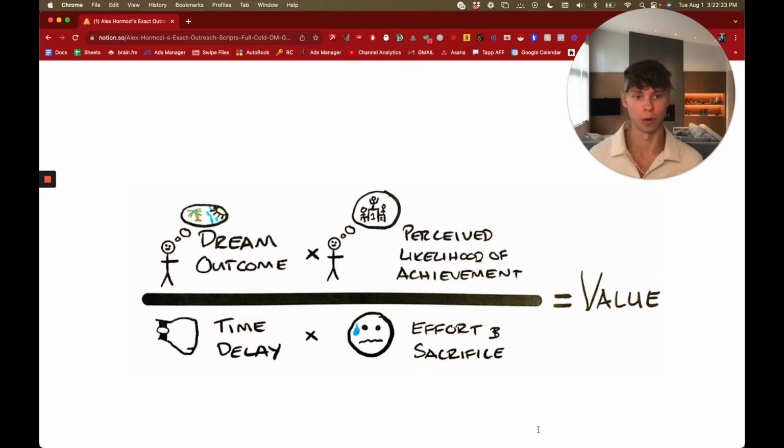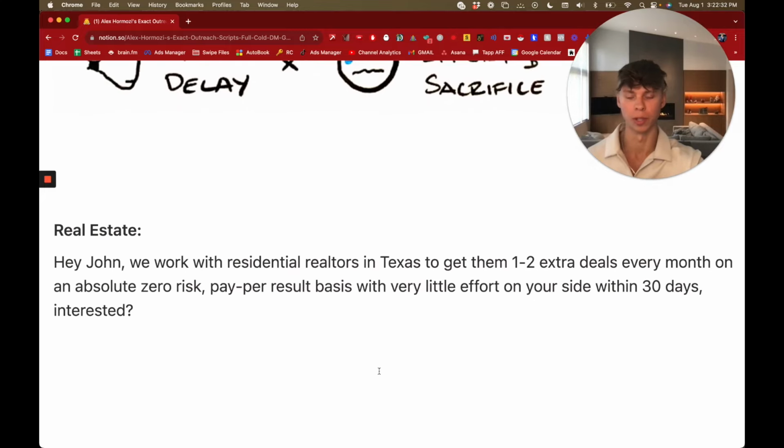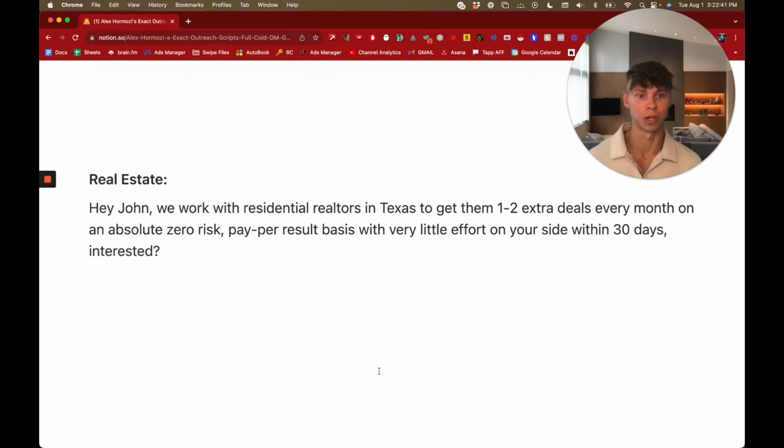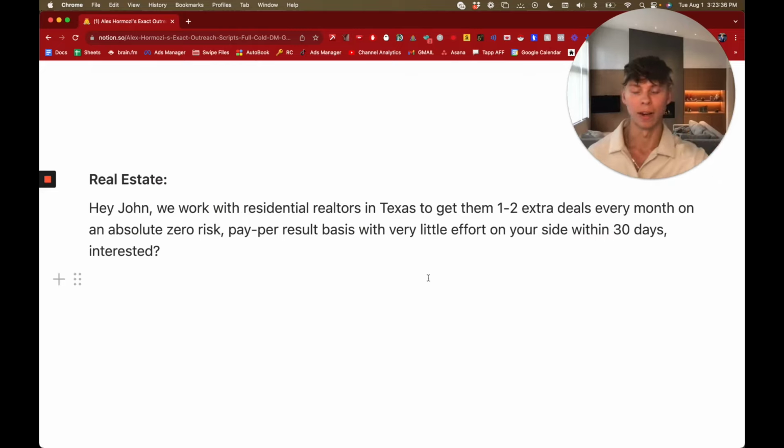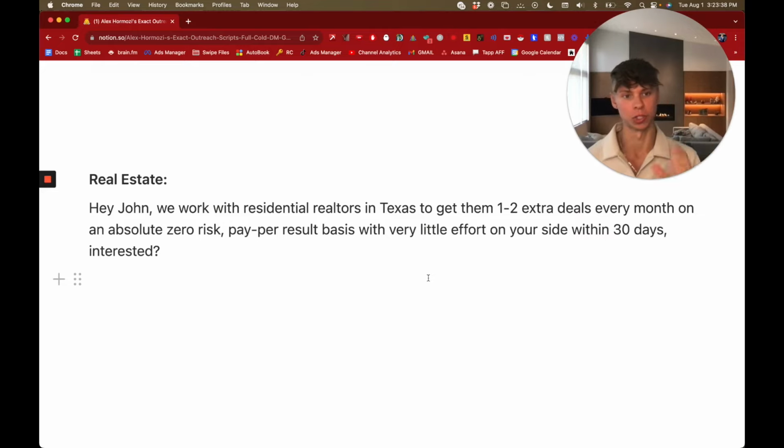Based off of this resource, this is exactly what Alex Hormozi would be using in his initial outreach message. This one is for real estate. Personally, I've used this script to sign dozens and dozens of clients and it has served me very, very well. Obviously I have their name, location, and job. Not only that, it also establishes social proof, which increases the perceived likelihood of achievement, just because you say we work with residential realtors in Texas.